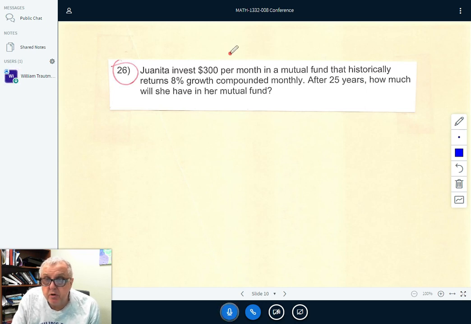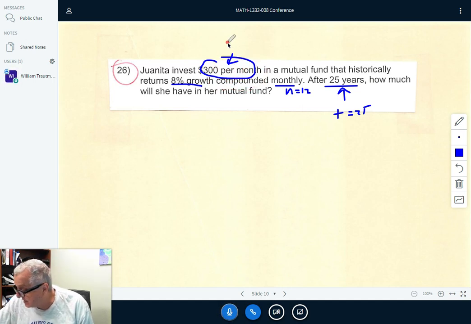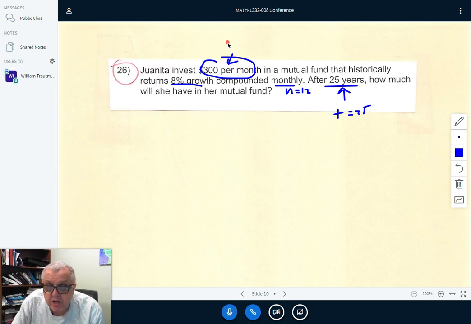Juanita receives $300 per month in a mutual fund that historically earns 8% growth, compounded monthly. That means n is 12. After 25 years, time equals 25 years. How much will she have in her mutual fund? Juanita invests $300 every month. So she's putting $300 every month into this investment firm. This is an annuity. So to find out how much she will have in her mutual fund 25 years from now in the future, you have to get the annuity future value.